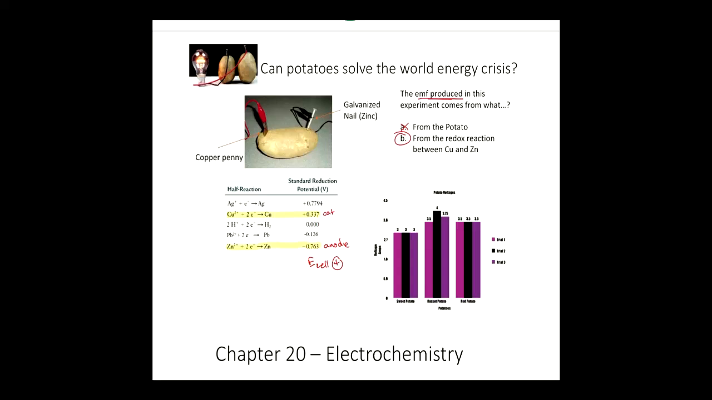1 atm, 1 molarity of everything, 298 Kelvin. That's what standard conditions mean. So we'll measure these reduction potentials if the concentrations of zinc 2+ or copper 2+ are 1 molarity.